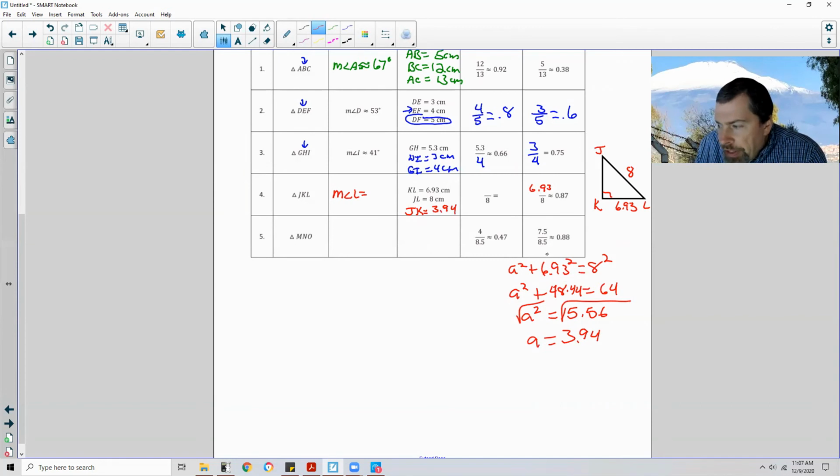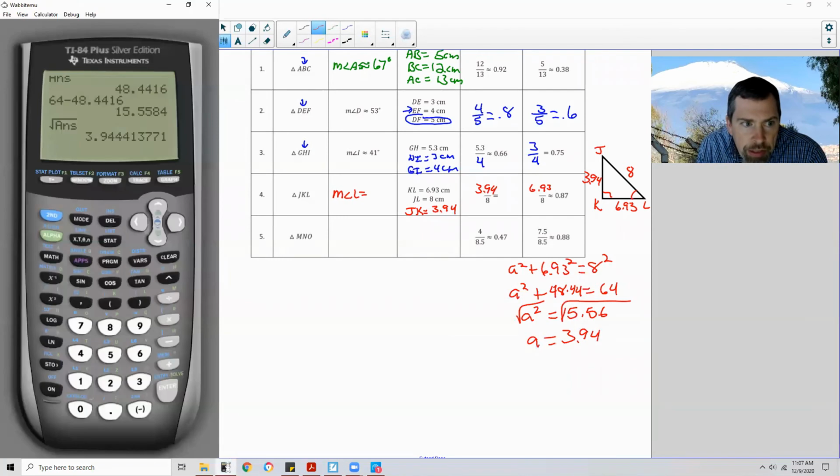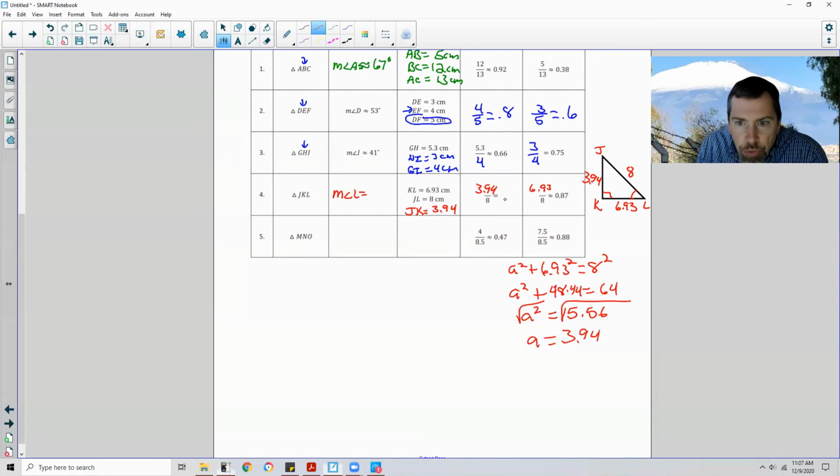Okay, so how do I find this here? JK is 3.94. We're talking about angle L. Opposite over hypotenuse is 3.94 divided by 8. So if I take this 3.94, it's in my calculator already, and hit divide by 8, then I get 0.49. Okay. All right, next one.